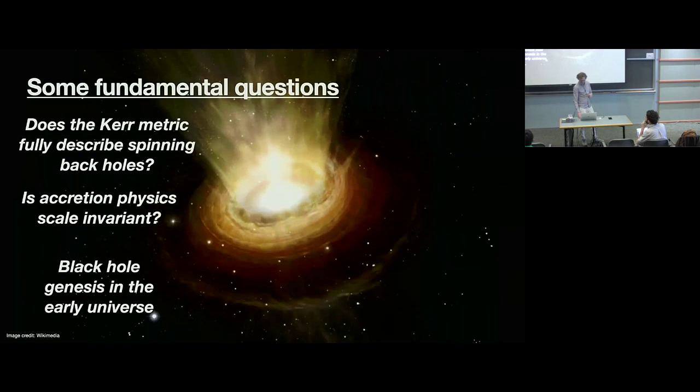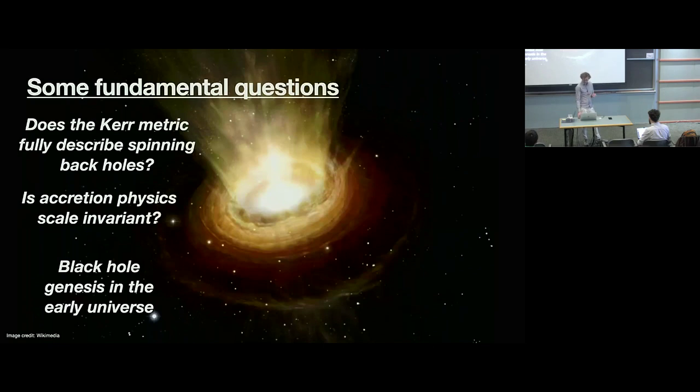So we can also rephrase this into fundamental questions about physics. Right? So does the Kerr metric fully describe spinning black holes? And the second question now turns into the beautiful question about the scale invariance of accretion, which is basically saying, can I take any compact accreting object and scale everything just by the mass? And then there's a question about the occupation fraction, so does every galaxy host a black hole in its center? Turns out you can rephrase this about the black hole genesis in the early universe. So how did black holes form?